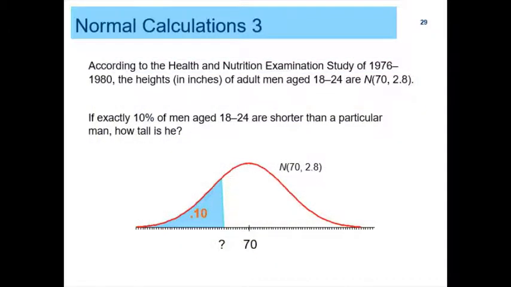So here's our next example. It's saying according to the Health and Nutrition Examination Study of 1976 to 1980, the heights in inches of adult men aged 18 to 24 are with normal distribution, mean 70 and standard deviation 2.8. And if exactly 10% of men aged 18 to 24 are shorter than a particular man, how tall is he? So for this, we will calculate.